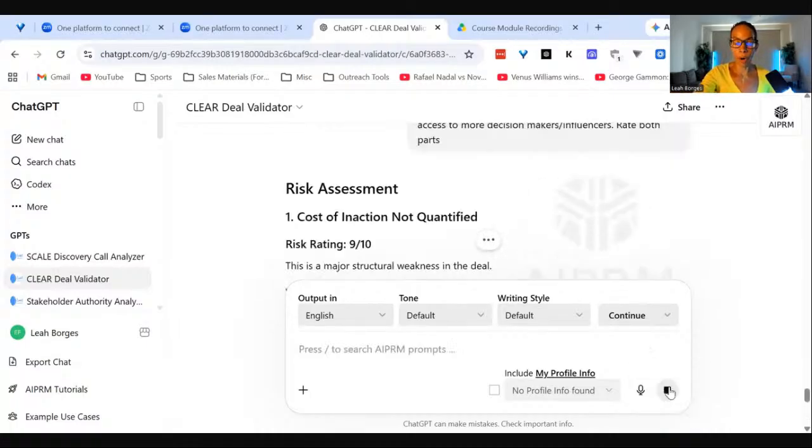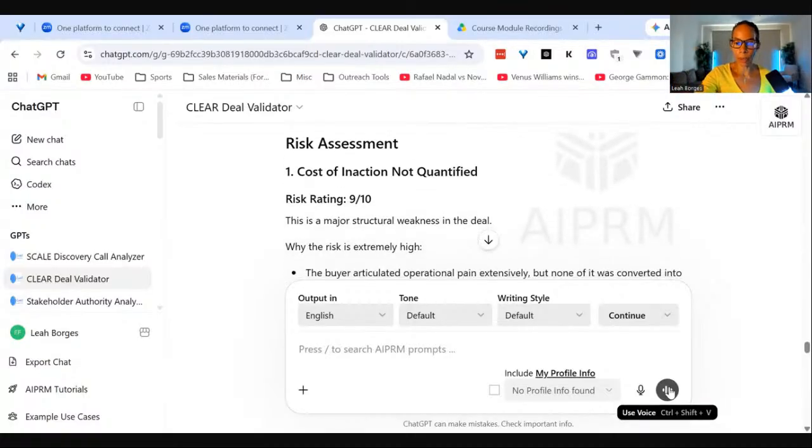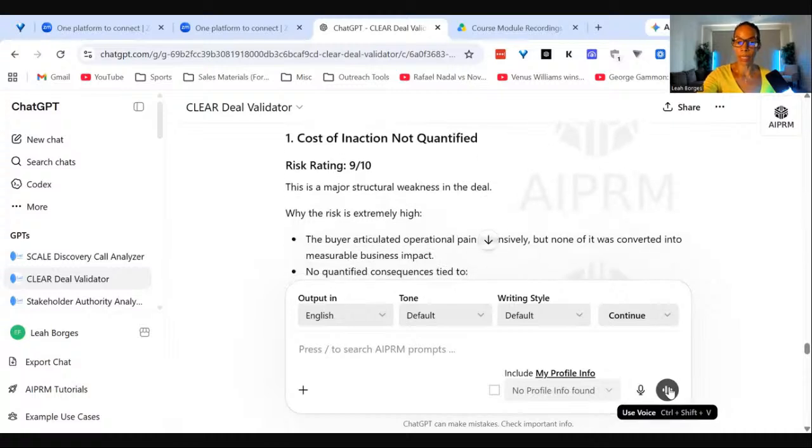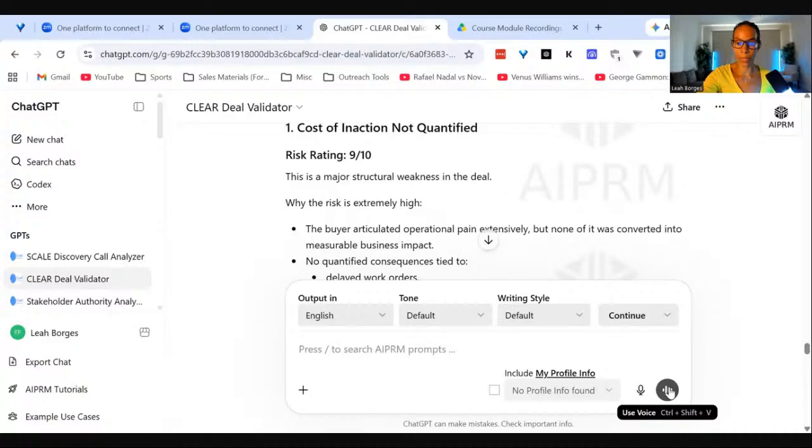Okay, so if we don't quantify this, we don't talk about the commercials, we accept service level answers, and it's kicking out a lot of data. Again, it's very, very complete. You're going to get a lot of data that you can use, and I'm going to show you how to use that a little later. Okay, so cost of inaction is not quantified, risk rating 9 of 10. This is a major structural weakness in this deal.